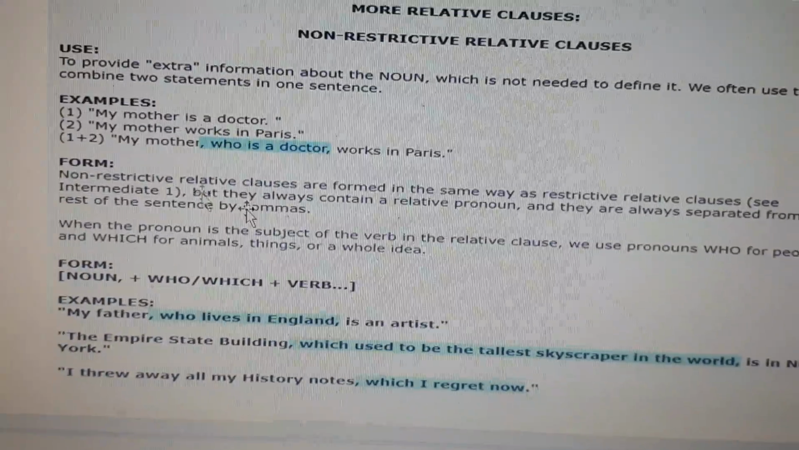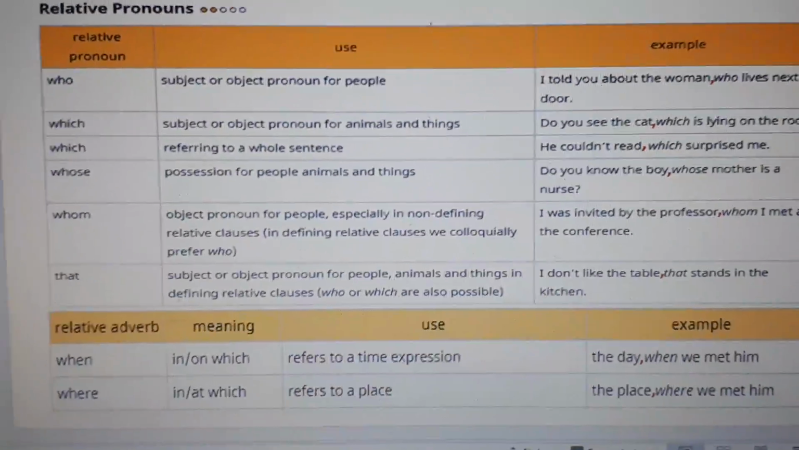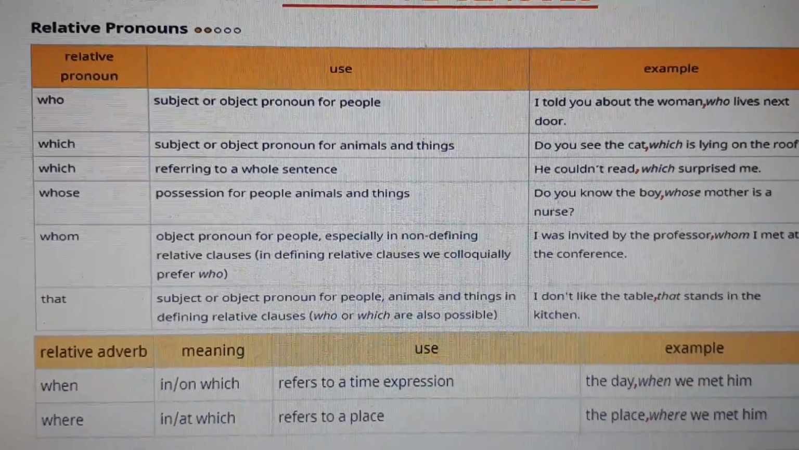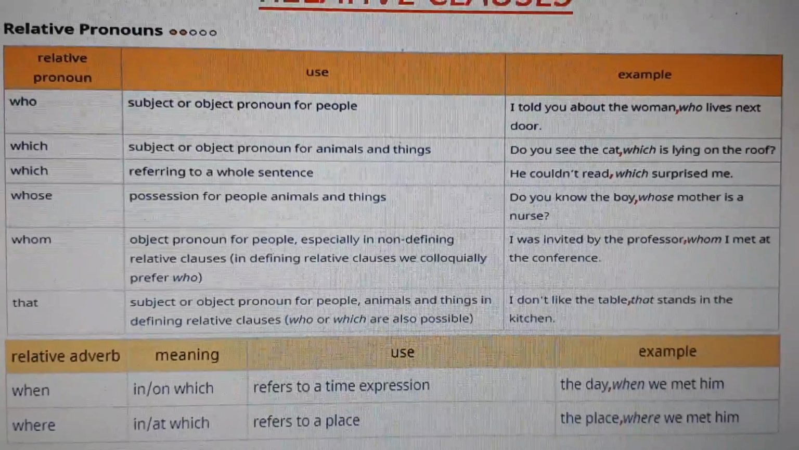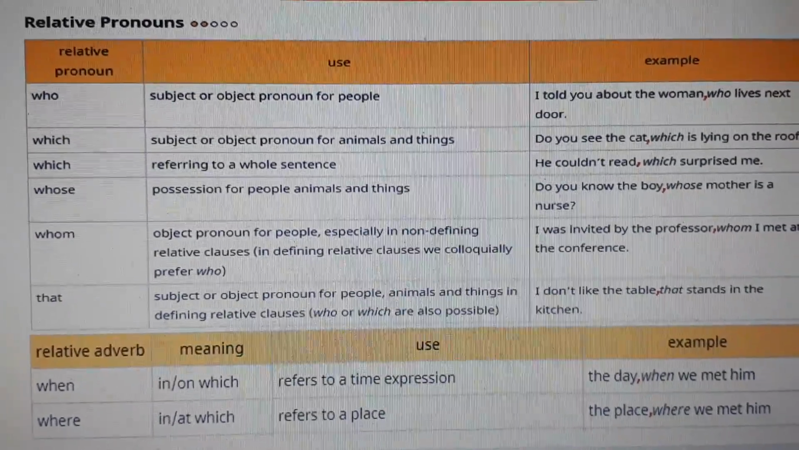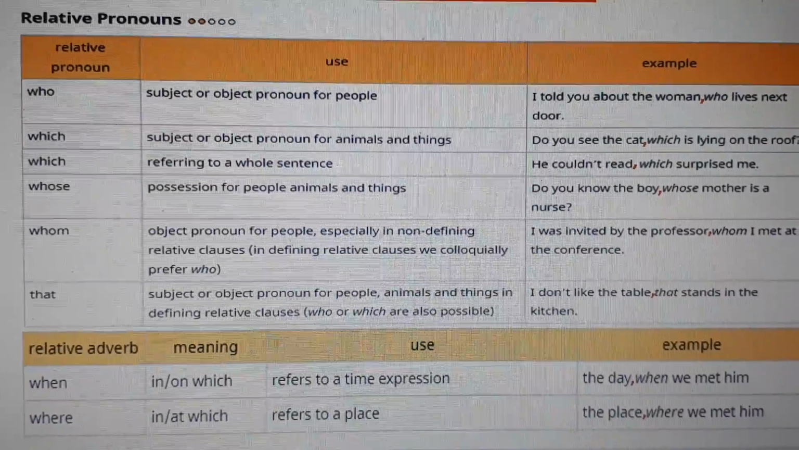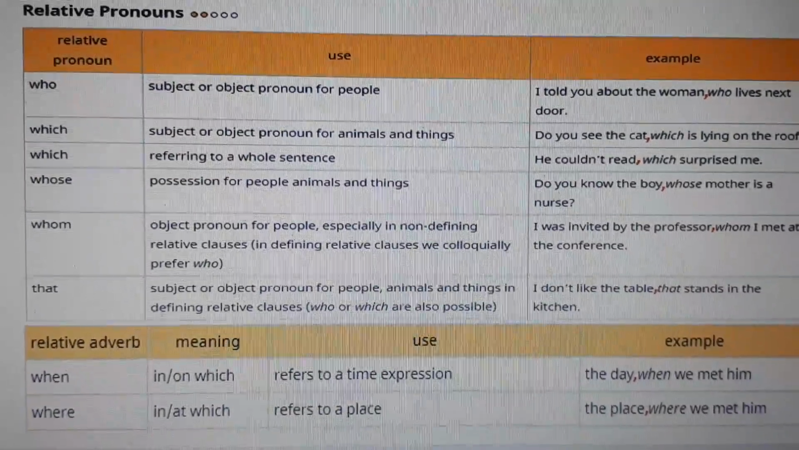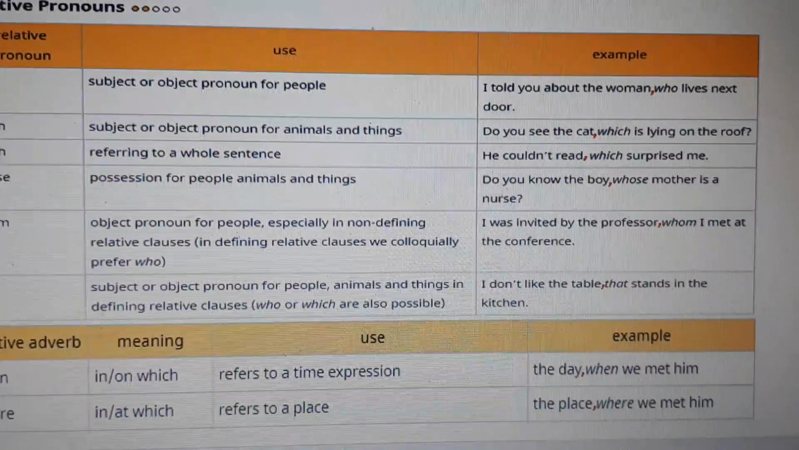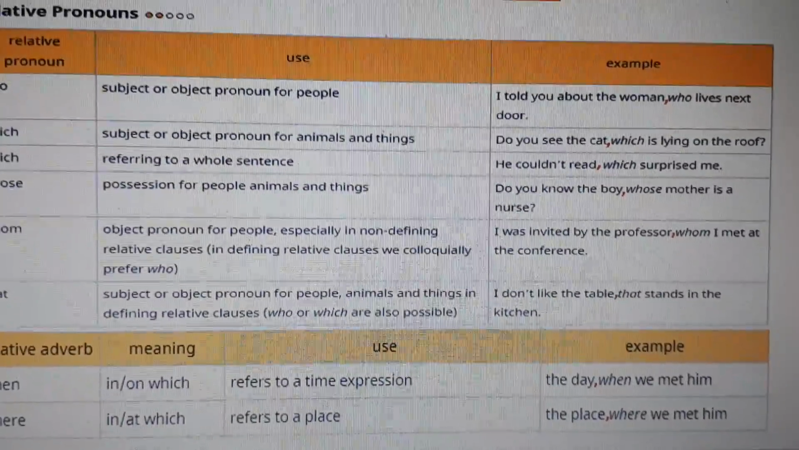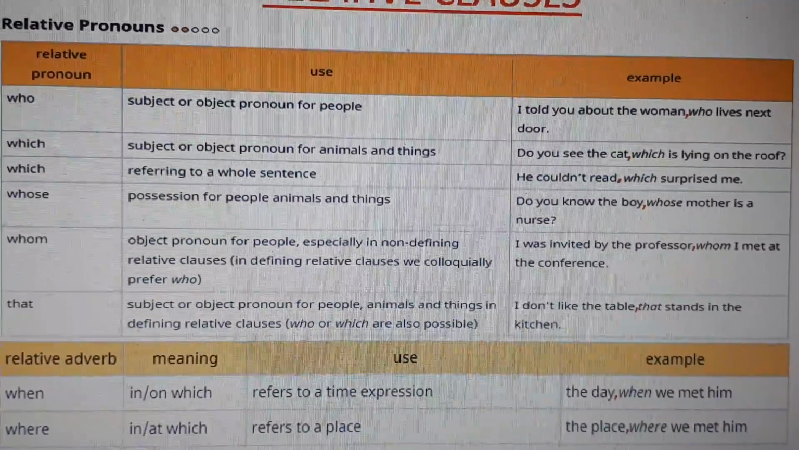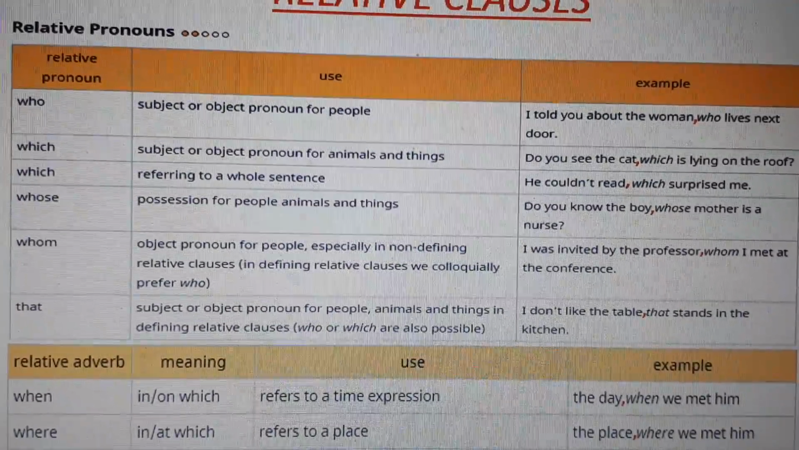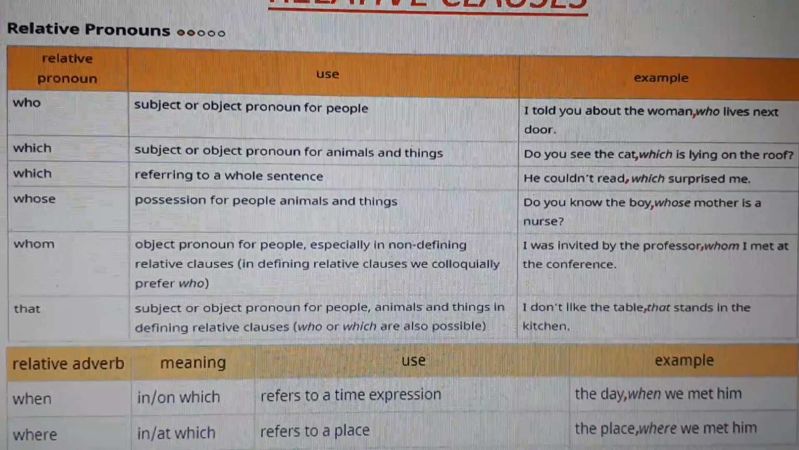So we can have more information to study this. We have who, and then we have the use and an example. How can we use who? Well, it's a subject pronoun for people. And the example is: I told you about the woman, comma, who lives next door. O sea, te hablé de la mujer que vive en la puerta de al lado.